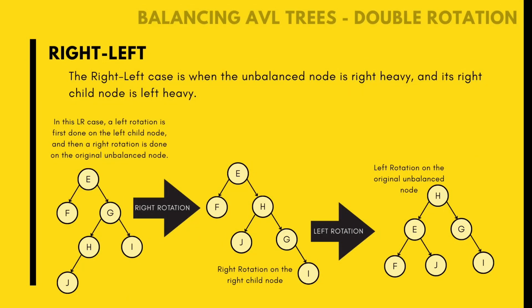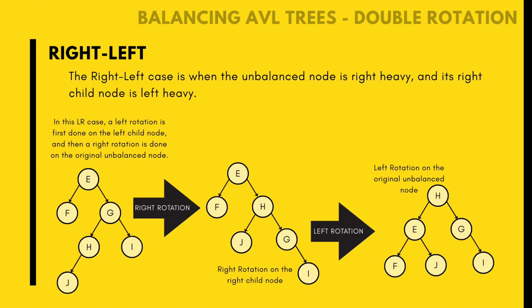Moving on to the second double case, the right-left case, which occurs when the unbalanced node is right heavy and its right child node is left heavy. In this case, we first perform a right rotation on G, the right child, and then a left rotation on E, the original unbalanced node.